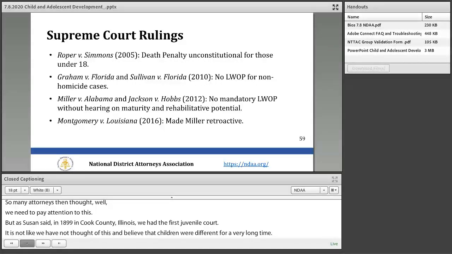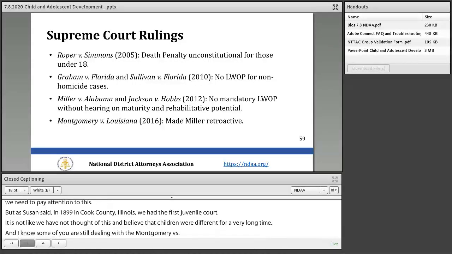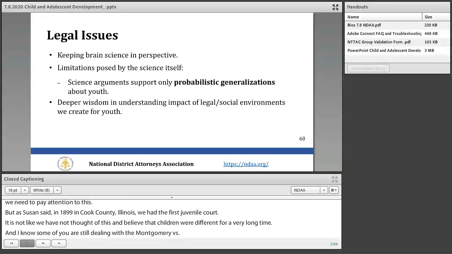And then I know some of you are still dealing with the Montgomery versus Louisiana issue, in terms of if there was a mandatory LWOP without a hearing, then essentially you've got to go back and look at those cases.